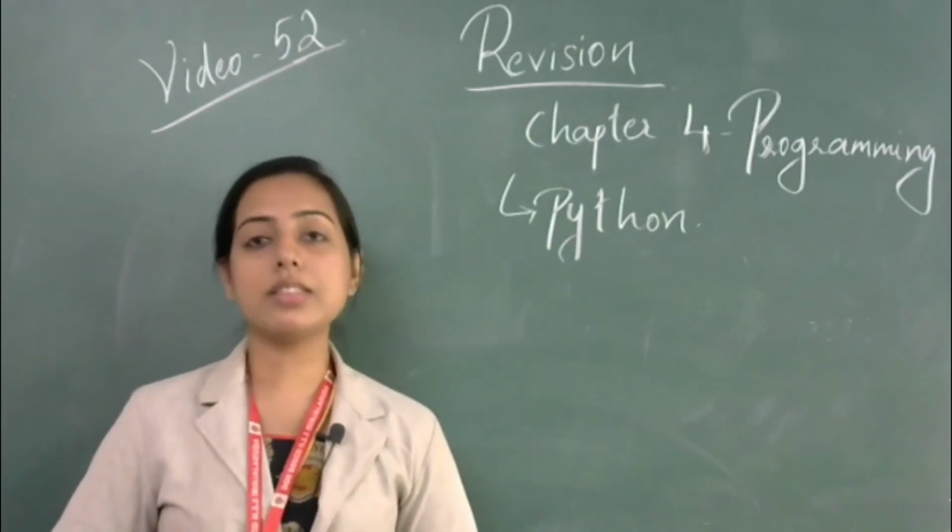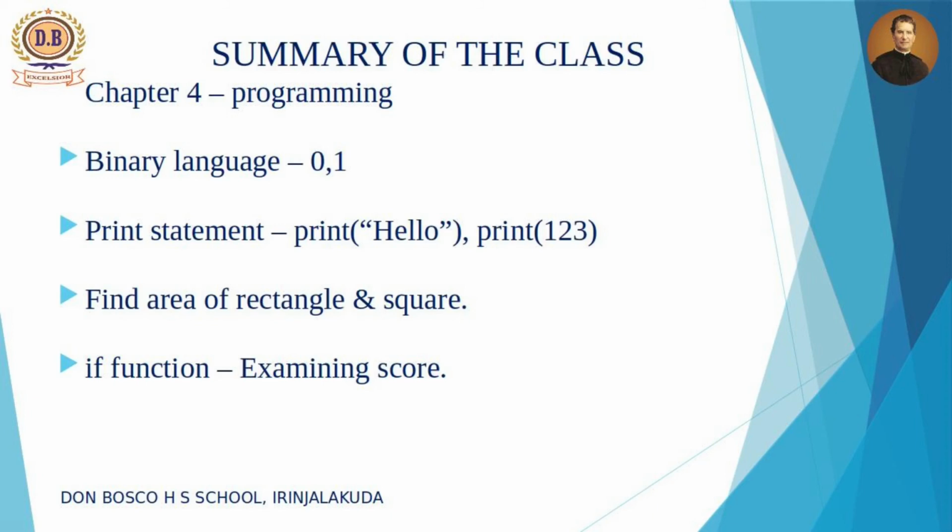So we have discussed the first topic, binary language. Binary language means the computer's language. It is also known as machine language, indicated using 2 numbers, 0 and 1. Then next is programming in Python. First we discussed the simple print statement. There are different variants of this print statement. You have to study that table given in your textbook: printing a string, printing a number, or printing a mathematical operation. So you have to study each and every printing statement.